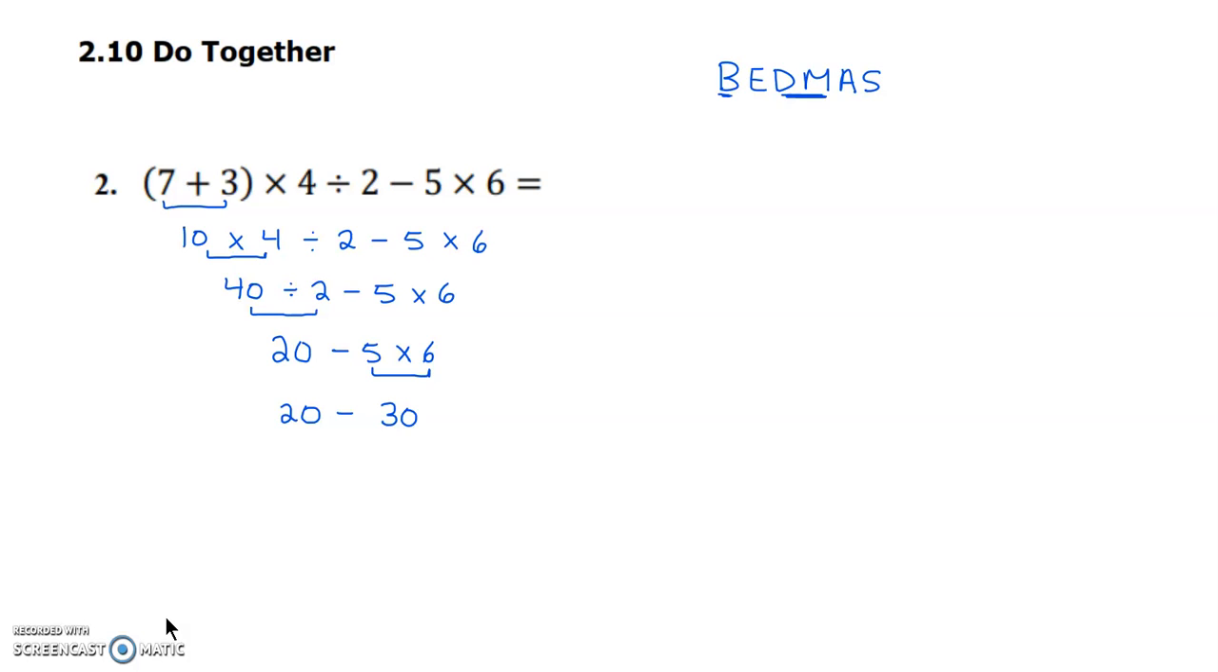We've been here before. This is where we can use same, change, opposite. So the 20 stays the same. I'm going to change my subtraction to addition. And the positive 30 is going to change to become a negative 30. So same, change, opposite. Now I have 20 plus negative 30. I have more negatives. How many more negatives do we have? We have 10 more negatives. The answer here is negative 10.